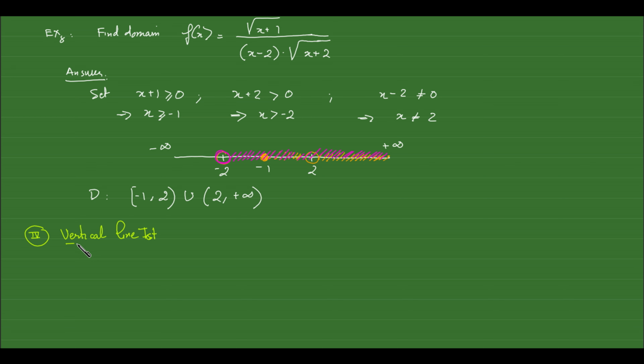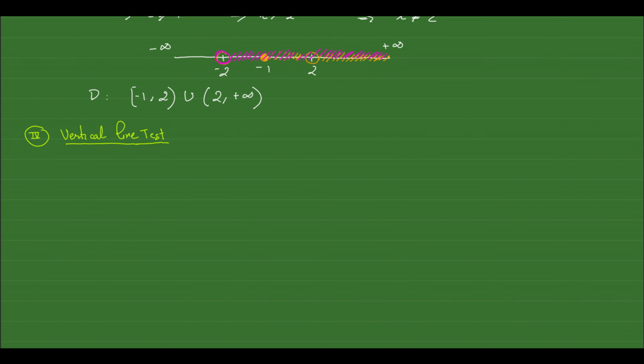Okay, vertical line test. The vertical line test tells you that if a vertical line cuts the graph at one point only, then that graph represents a function. Okay, for example, like this.